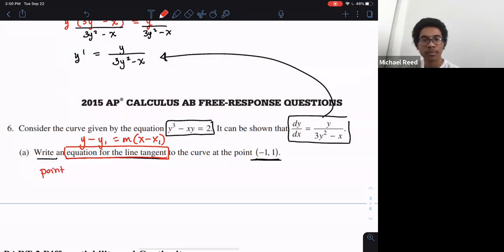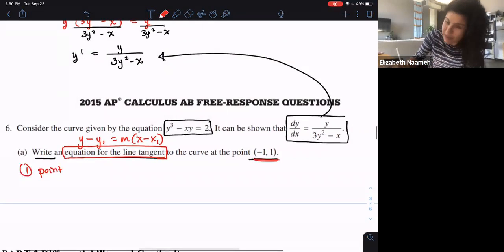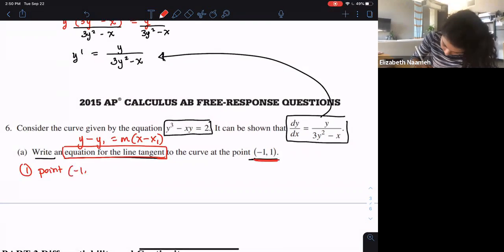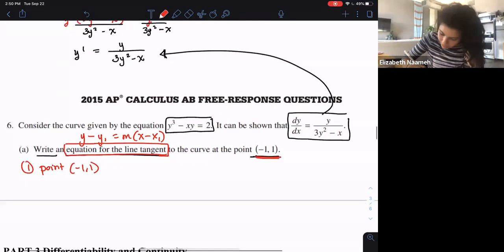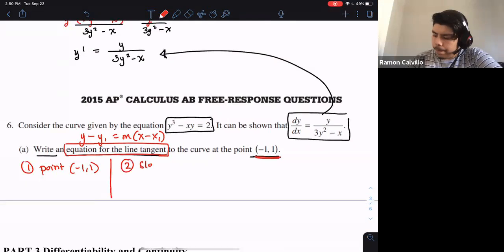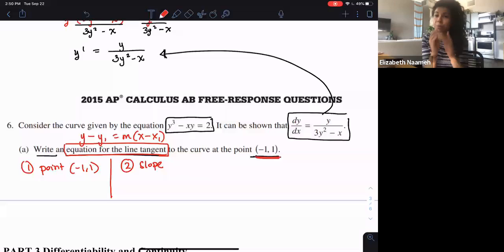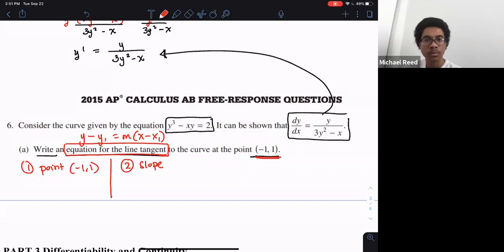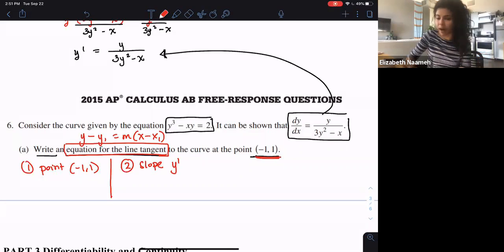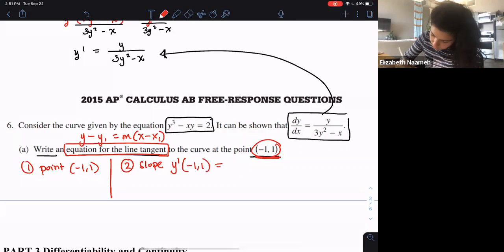Step 1, we're going to find the point. Hey, they gave me the point. No work. Write down (-1, 1). They gave me already the x and the y value. What do I need next? Slope. Step 2, slope. So I'm going to write not f prime, because there is no f here, but y prime. But I don't want any slope, I want the slope at that point. So watch my writing. We're going to find y prime at (-1, 1). That's how we'll show it.